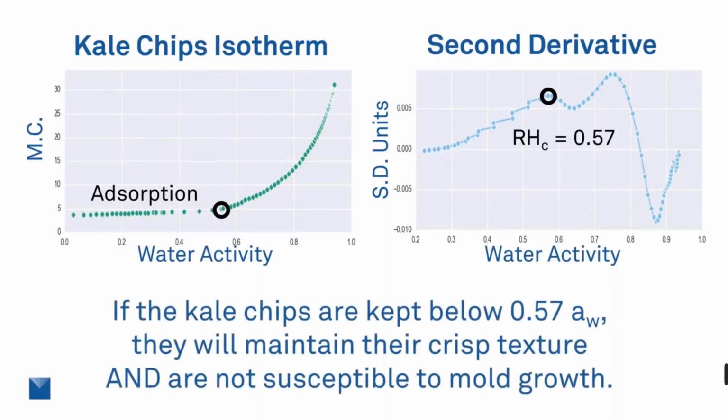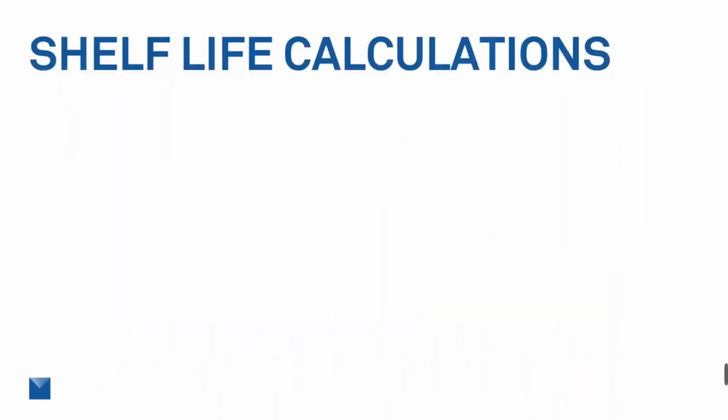Now, if we can keep the kale chips below this critical water activity, they will maintain their crisp texture, because we've already identified that for the texture part. And we know that if we can keep it below 0.7, which 0.57 is definitely below that, they are no longer susceptible to microbial growth.